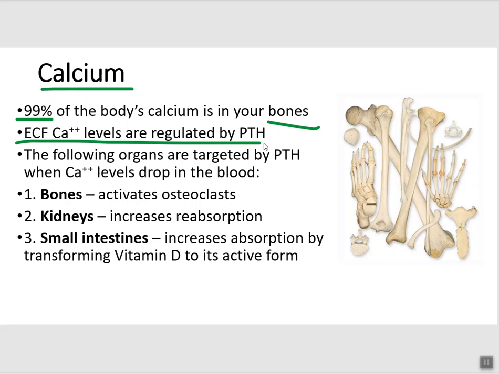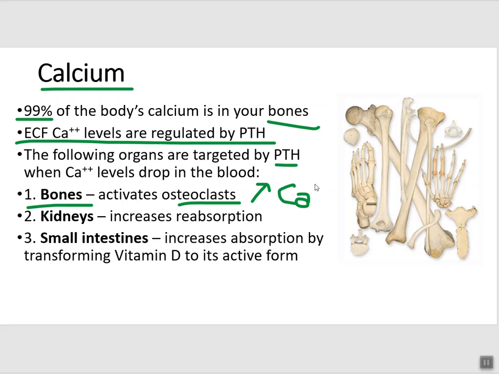The calcium that's in the extracellular fluid is regulated by the parathyroid hormone. The parathyroid glands monitor the calcium levels. When they're too low, they're going to release PTH. The PTH goes to the bones and turns the osteoclasts on, which will start dissolving bone to release calcium back into the blood.